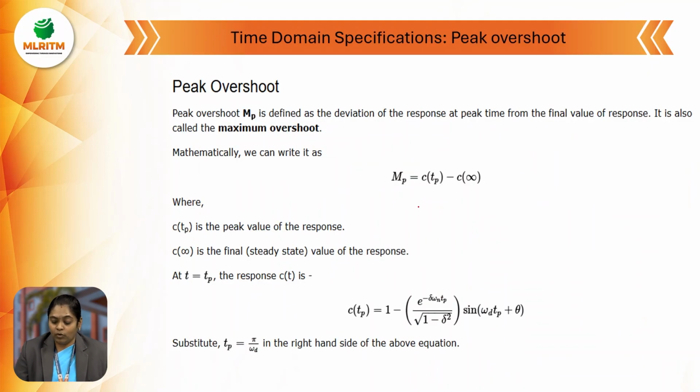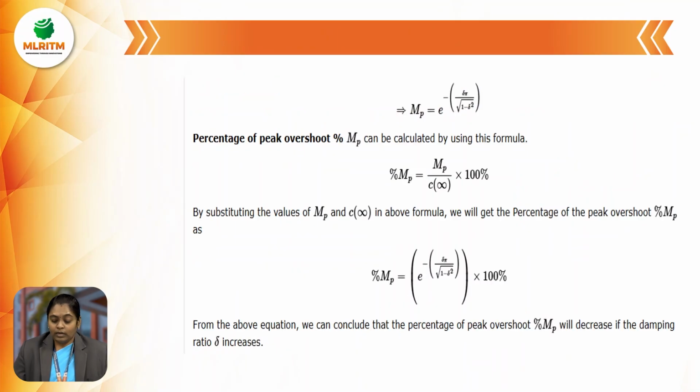In case of a peak overshoot, the final output should reach the value 1, but the system is not only reaching 1, it is reaching more than one value. The deviation between these two values, the maximum reached value and the 100% value, is called the peak overshoot. This peak overshoot can be generally represented as a percentage, and it is given by e power minus zeta pi by root over 1 minus zeta square.